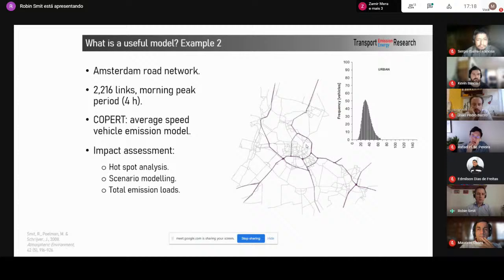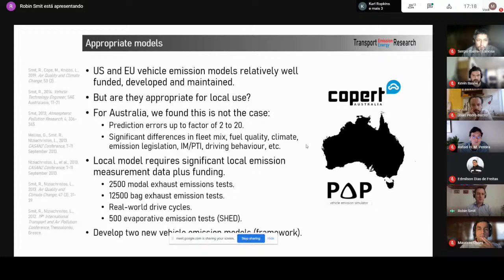And again, you can look at hotspot analysis, scenario modeling, or looking at total emission loads as one of the applications. So those models are quite useful, but are they also appropriate? So we looked into this in Australia. And as we all know, the US and European vehicle emission models are relatively well funded, developed and also maintained. The question is, are they appropriate for local use, in this case, Australia?